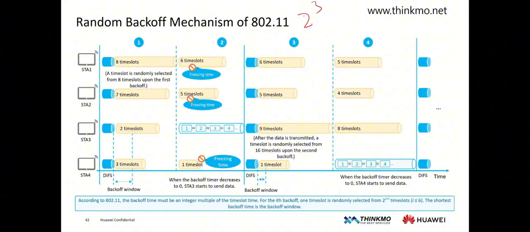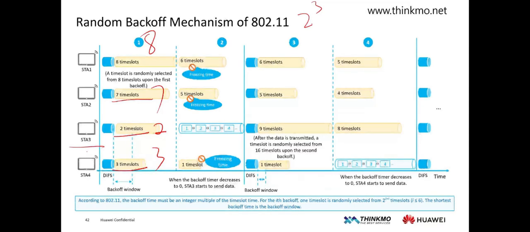The first terminal waits for 8 slots. The second terminal waits for 7 slots. The third waits for 2 slots. The fourth waits for 3 slots. Then the countdown begins. So who will finish the countdown first? It will definitely be terminal 3. Once terminal 3 completes its countdown, it starts sending data.